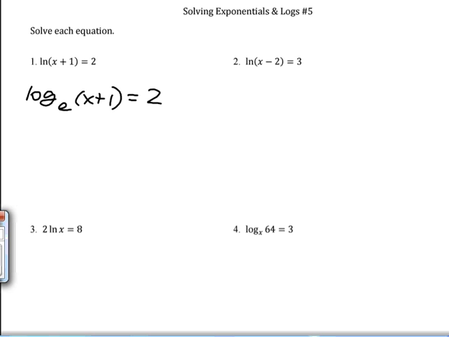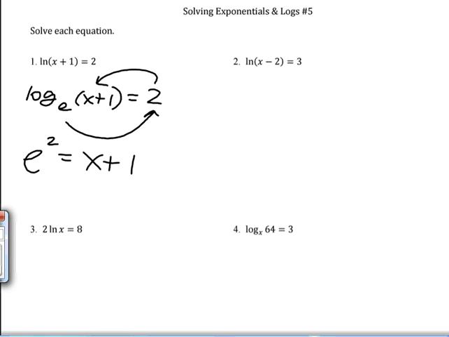So if I'm ever stuck, what did I say to think about? Rewrite. Got to remember these things. I'm not just saying them for no reason. I am saying them for a reason. On the test, you're going to get stuck. Think, can I rewrite? Oh, I can rewrite this thing. That to the that equals that. e to the second equals x plus 1.